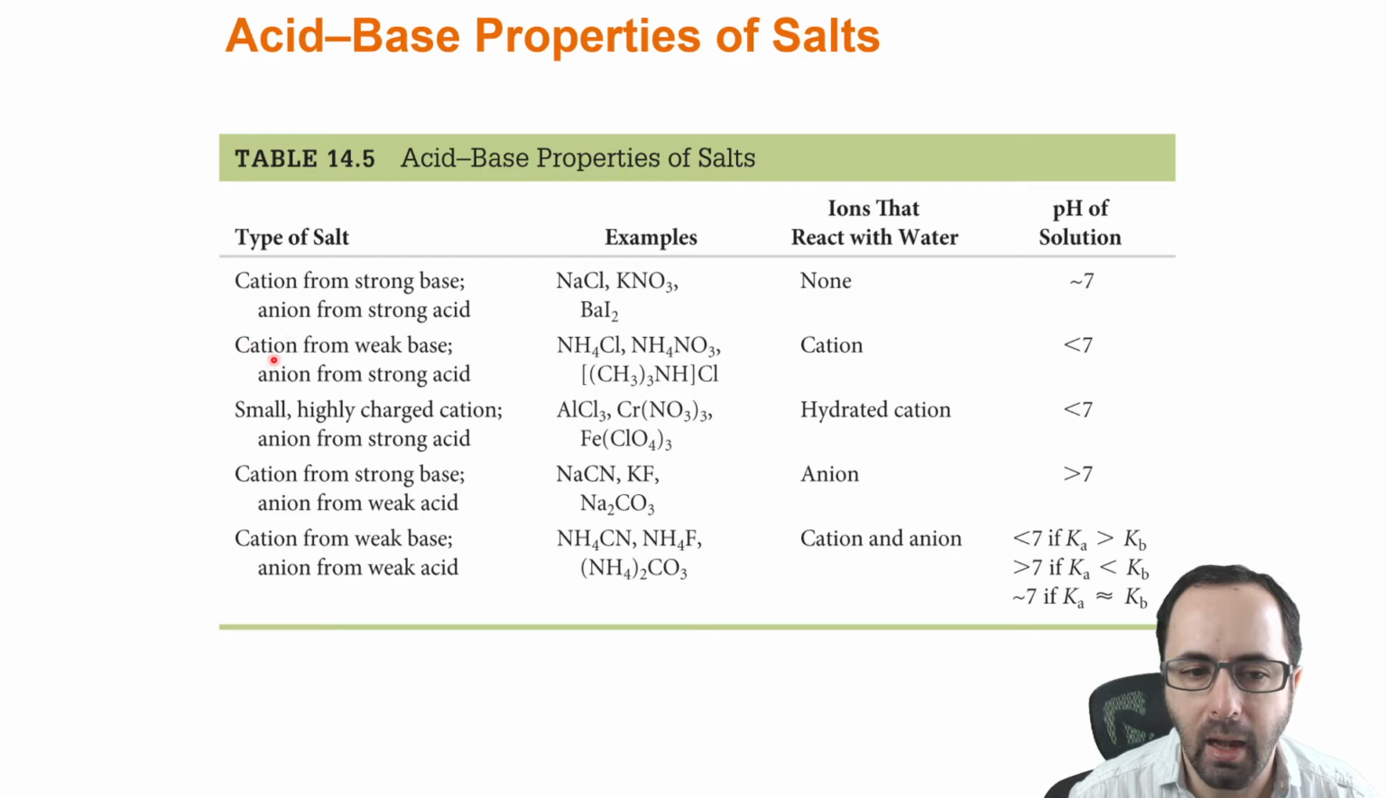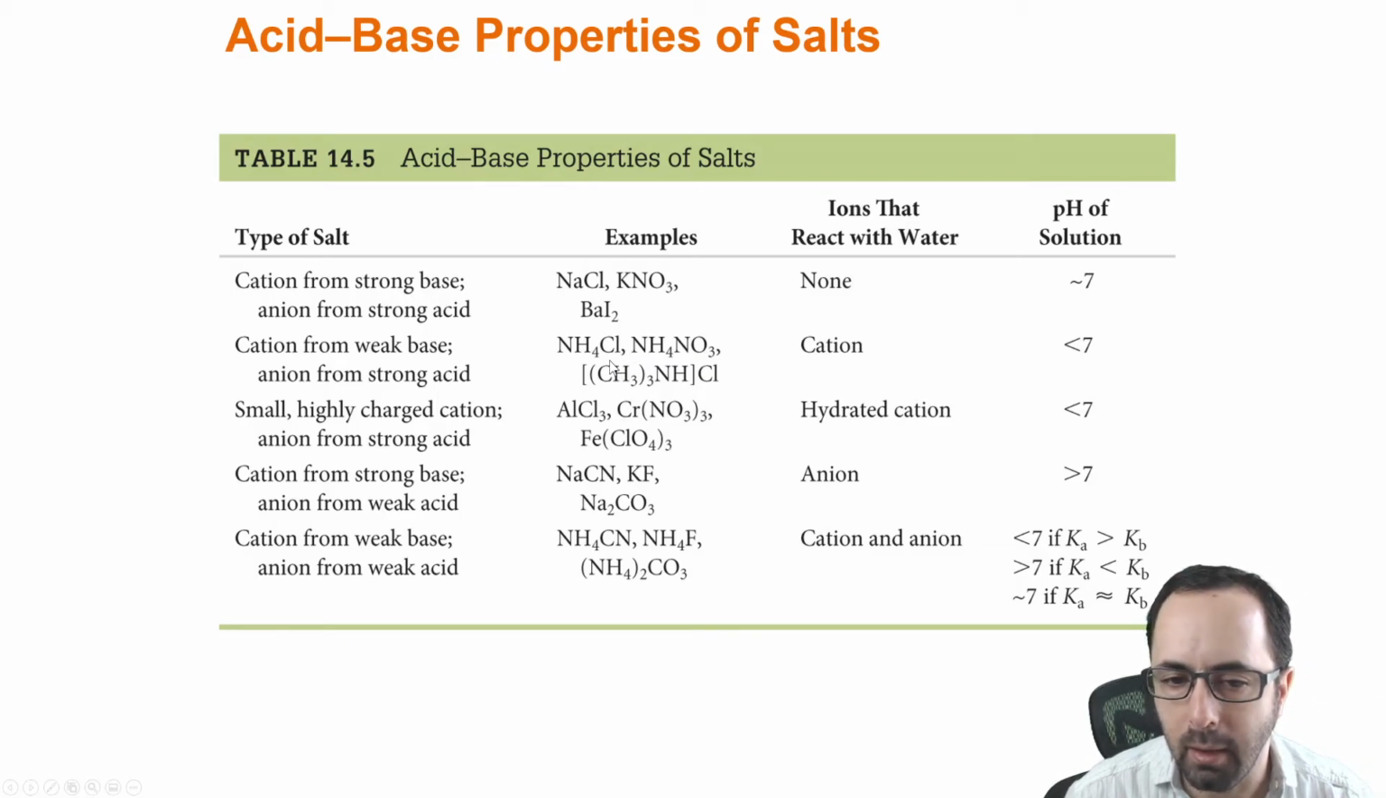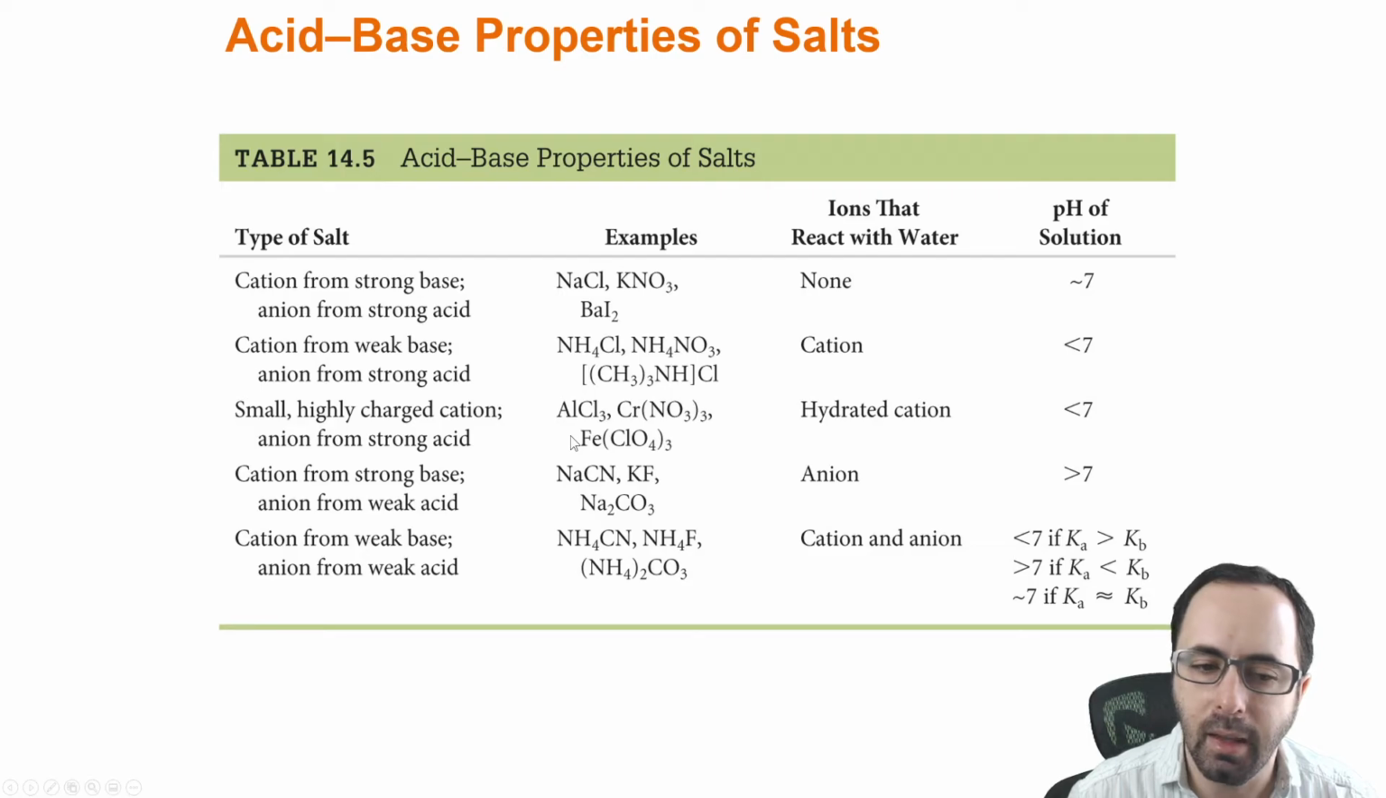If it has the cation from a weak base, for example, ammonium ion, which is the cation that is the conjugate acid of ammonia, a weak base, but it has the anion from a strong acid, such as chloride from hydrochloric acid or nitrate from nitric acid, this is going to be an acidic solution. Here, if we have a small highly charged cation, such as aluminum 3+, chromium 3+, or iron 3+, that's going to be an acidic cation.